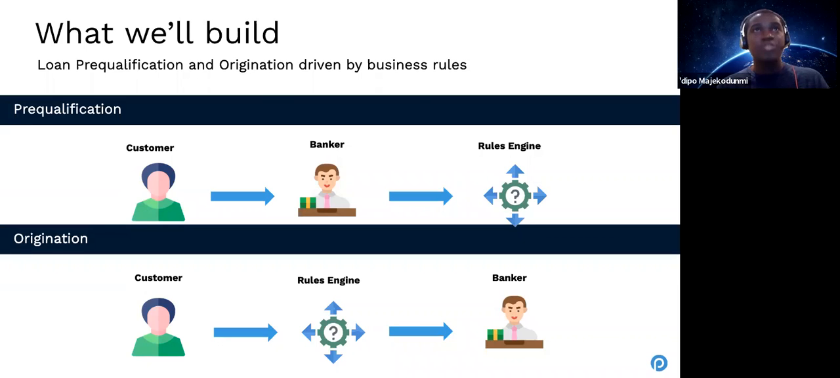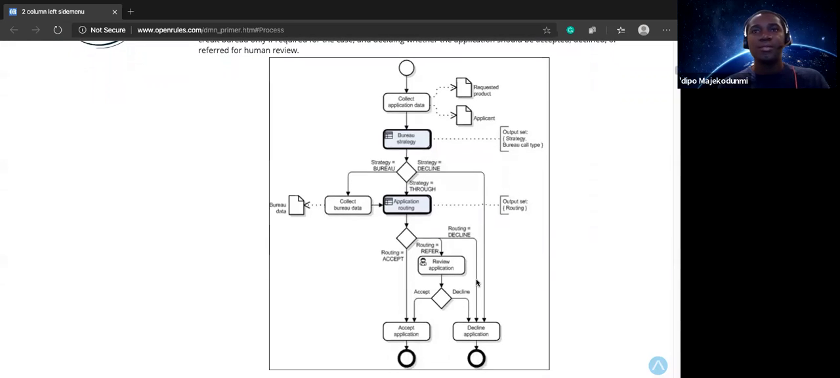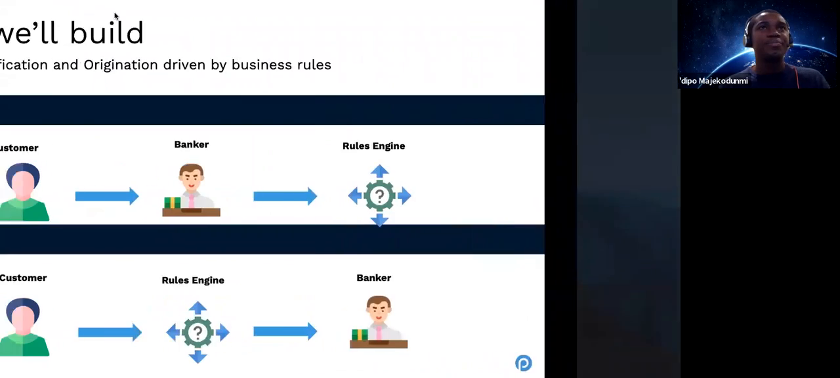So just to quickly show what we've borrowed. I've borrowed this primer from the DMN primer, the loan origination process. For the loan application bit, we'll collect the application data. We'll call the rules engine to determine the bureau strategy. If it needs to go to the bureau, we'll go to a bureau service to get the bureau data, the credit data, and then send it back to the application routing rules engine, also to determine the route. And if it's a decline, refer or accept, we'll make the decision as appropriate.